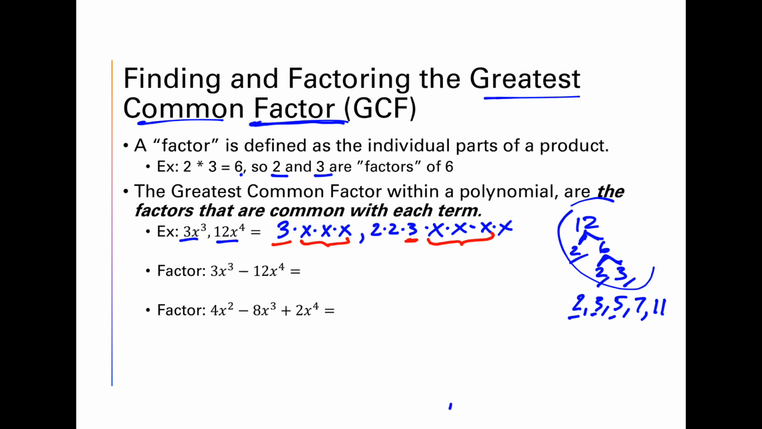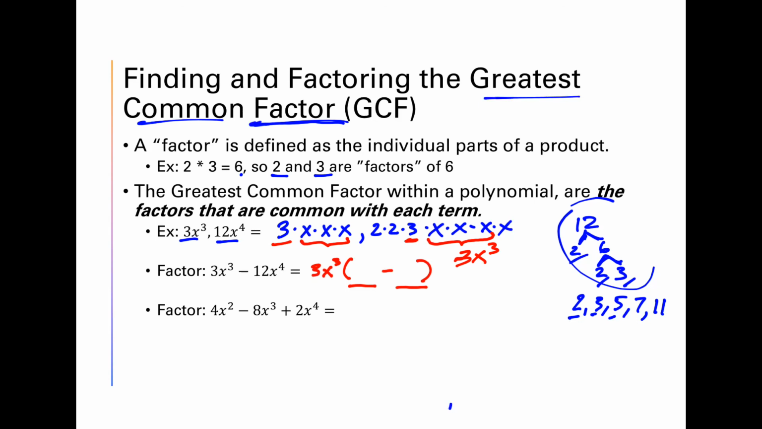So my greatest common factor here would be 3x to the third. That would be the greatest common factor. And so if this was written as a polynomial, like we have here, 3x to the third is my greatest common factor. And so if I want to factor this, that means I want to rewrite this dividing out that 3x to the third. And when I do that, I should rewrite it such that it has the same number of terms as it did originally, right? This is a binomial. There's 2 terms there.